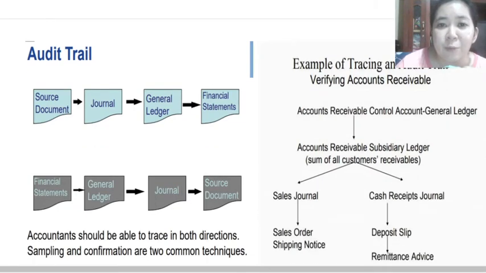Or you can also do the reverse, meaning from the financial statements, you can trace it to the general ledger, and then from the general ledger, trace it again to the journal, and then from the journal, we will trace the source document of this transaction. So this is tracing. The first one is vouching. So the accountants should be able to trace in both directions. Sampling and confirmation are two common techniques. Okay, so either way.